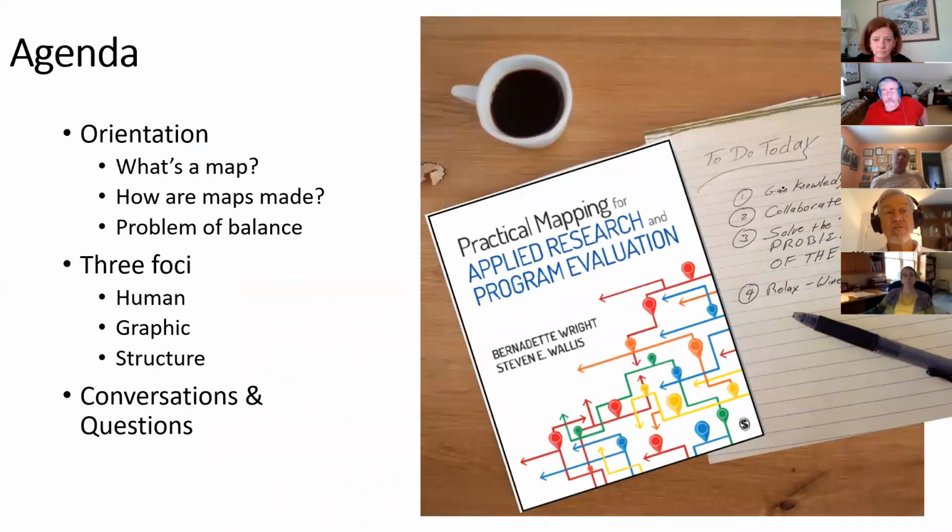So today we're going to start out with a very brief introduction, orientation, if you will. What is a map, how they're made, and the problem we face in balancing the complexity of the map with the usefulness or the workability. And just for organization's sake, some vague attempt at organization, I've clustered these into three basic areas: the human approach to simplifying maps or working with complex maps, graphic approach, and my favorite and the most difficult ones, structural approach.